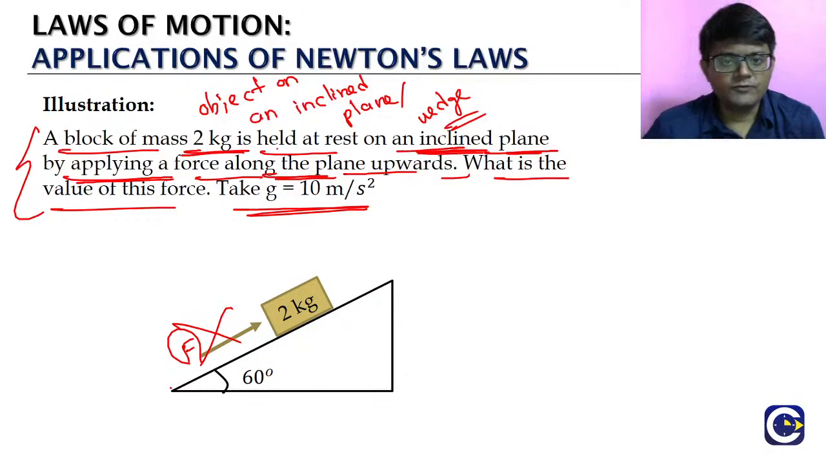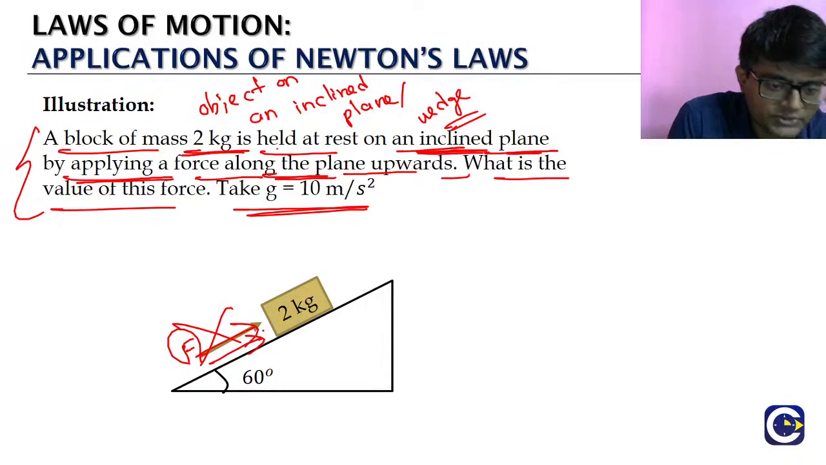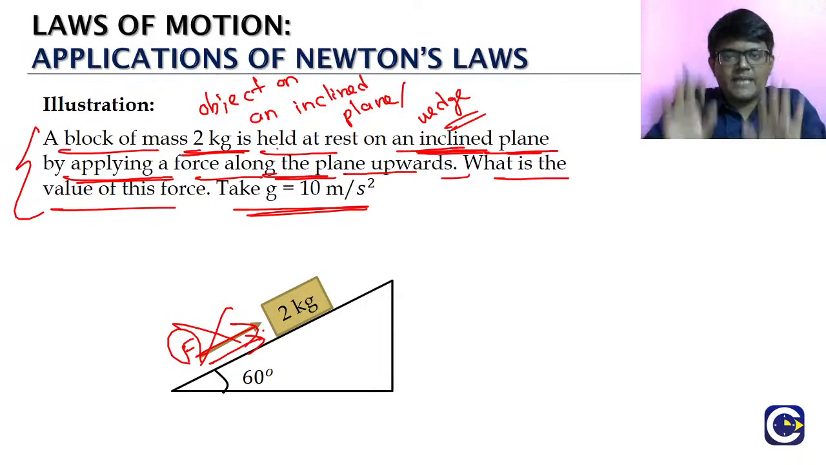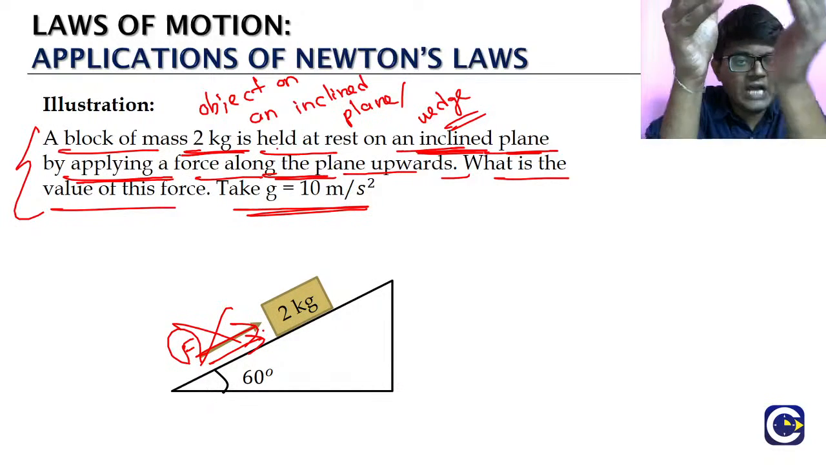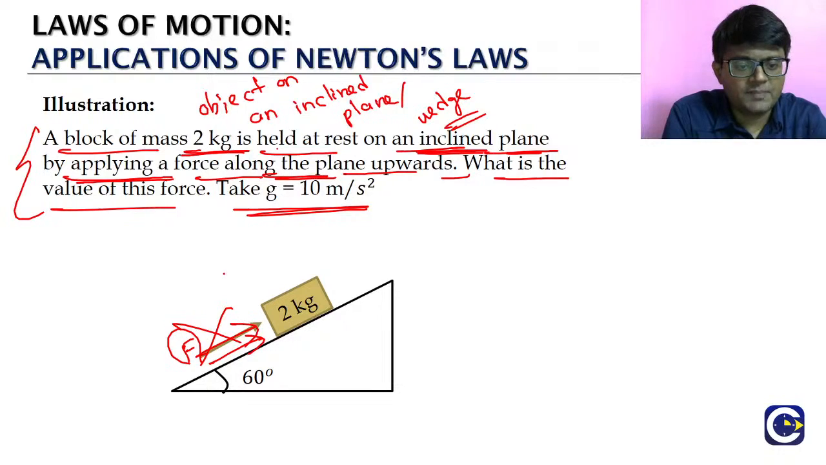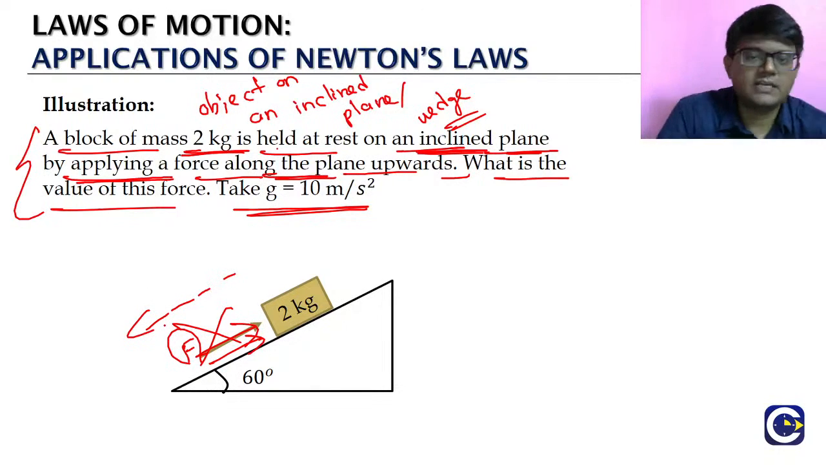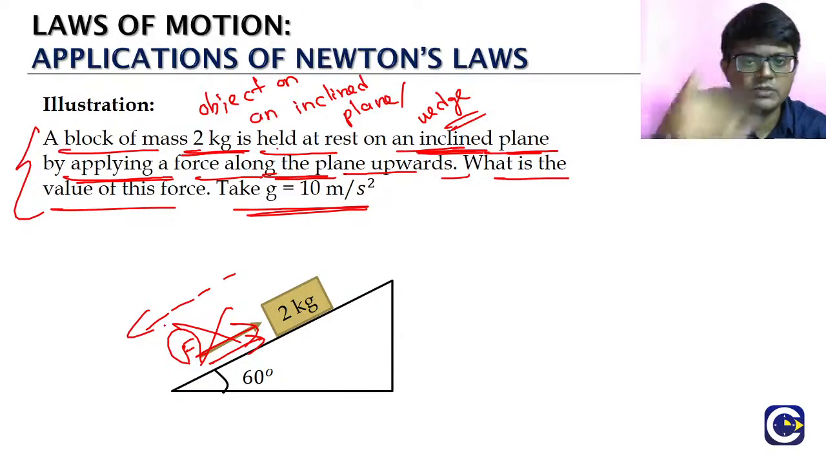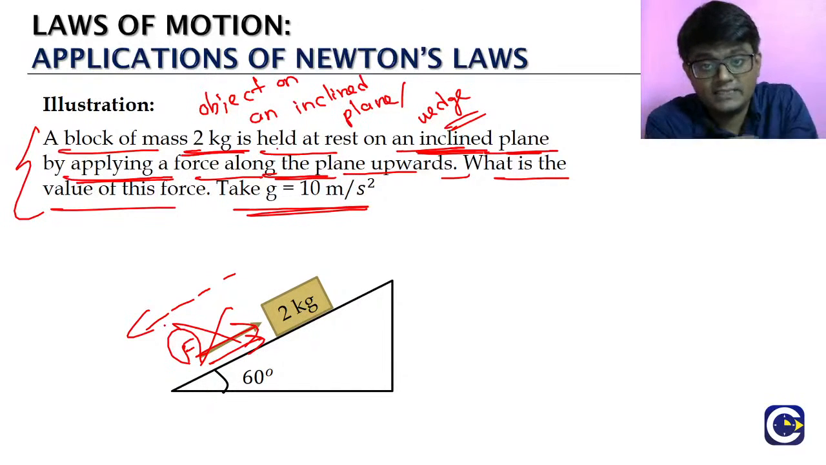If you don't apply, see here, how are you applying that force? You are applying the force along the plane upwards. If you don't apply the force, what is going to happen to the block? The block will keep moving down the plane, the way you see in recreation parks. People will come down the inclined plane, right? That is what is going to happen to any object you keep on the inclined plane, assuming the surfaces are smooth.